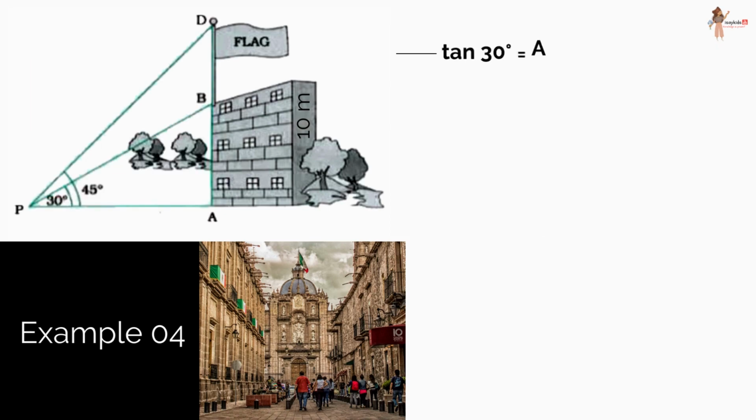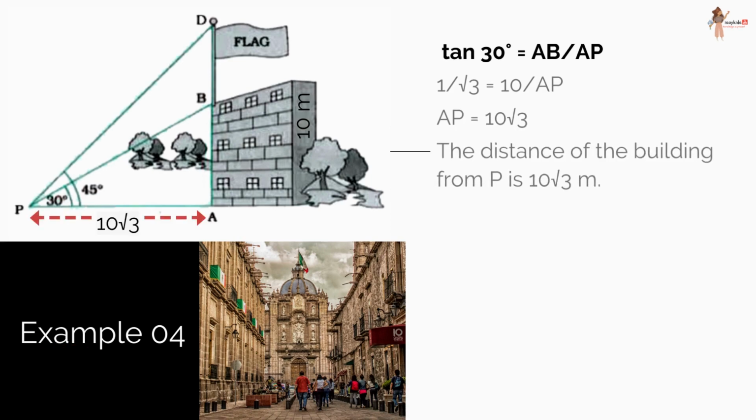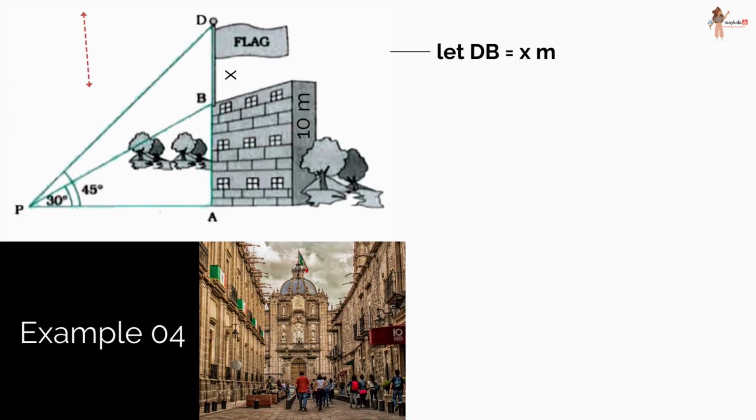We have tan 30 degree equal to AB upon AP. That is 1 by root 3 equal to 10 upon AP. AP is equal to 10 root 3. That is, the distance of the building from P is 10 root 3 meters, which is 17.32 meters.